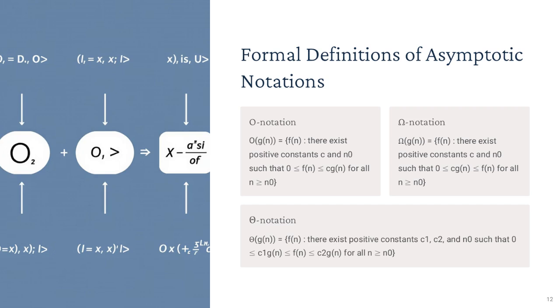Theta notation combines these bounds. f(n) is in Θ(g(n)) if there exist constants c1, c2, and n0 such that 0 ≤ c1 g(n) ≤ f(n) ≤ c2 g(n) for all n ≥ n0. These definitions provide a rigorous mathematical foundation for analyzing algorithms, ensuring that growth rates are properly characterized. They form the basis for comparing and evaluating performance across different scenarios.